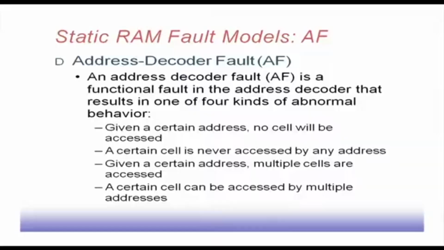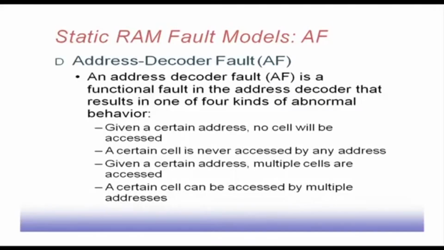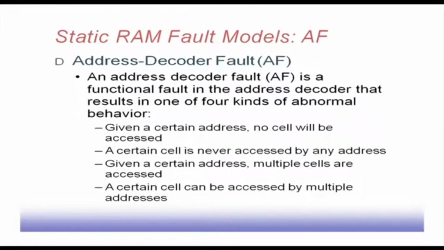An address decoder fault is a functional fault in the address decoder that results in one of 4 kinds of abnormal behavior. First of all, given a certain address, no cell will be accessed. We put an address, but none of the cells get selected. That is a problem with the address decoder. Second, a certain cell is never accessed by any address. We try to select one particular cell, but whatever address we put, it is never selected. That is a decoding problem. The difficulty is that from the address decoder, every cell has to be selected.